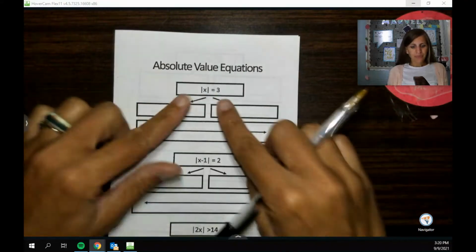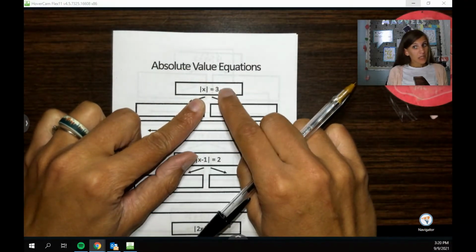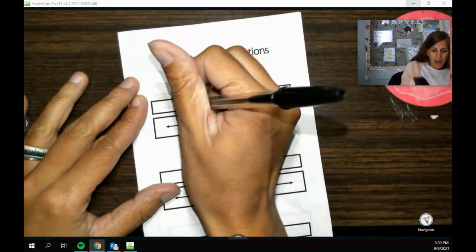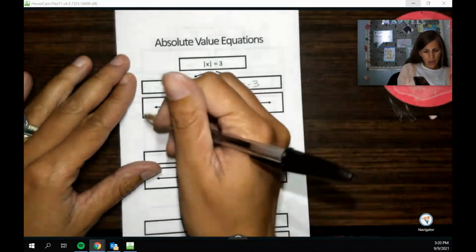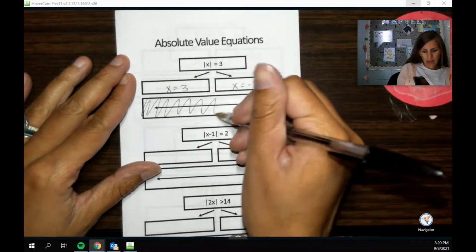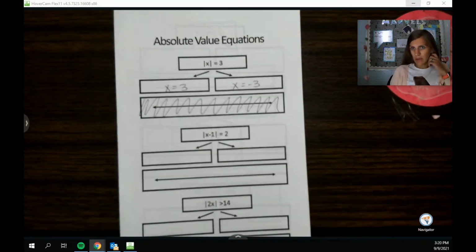So we look at an easier one again. The absolute value of some number is 3. Well, that number could have been 3, or it could have been negative 3. And there's a whole number line here, but I feel like we don't need to graph that, because we don't need to graph when it's equal, only when it's not equal.